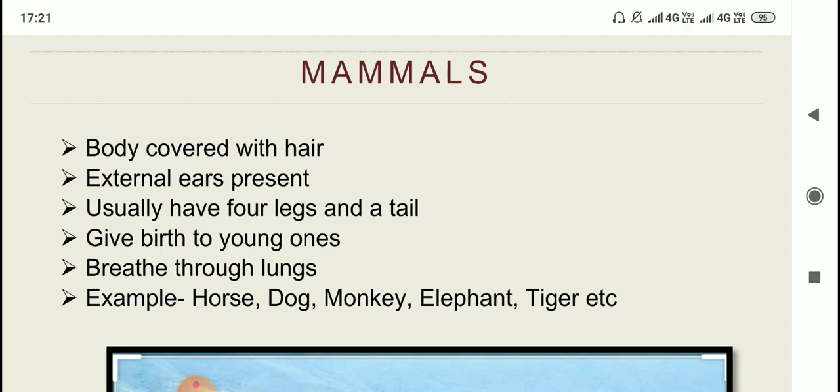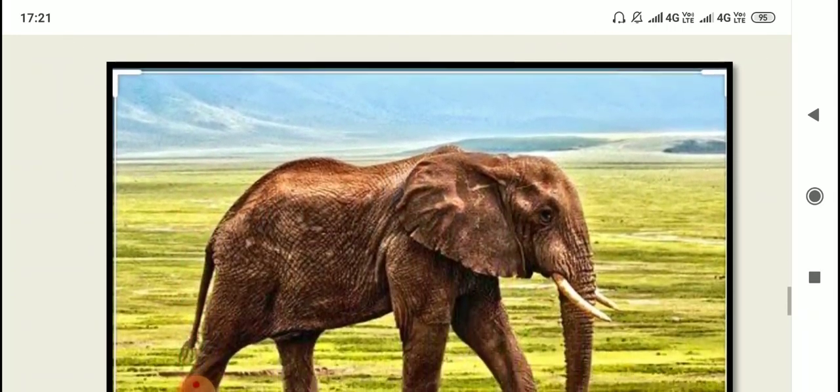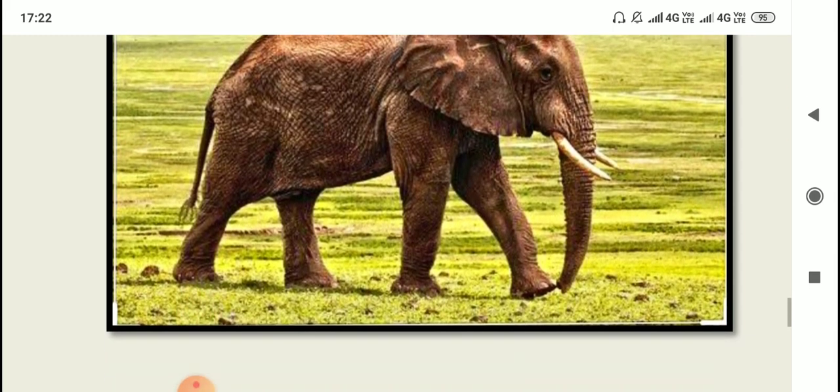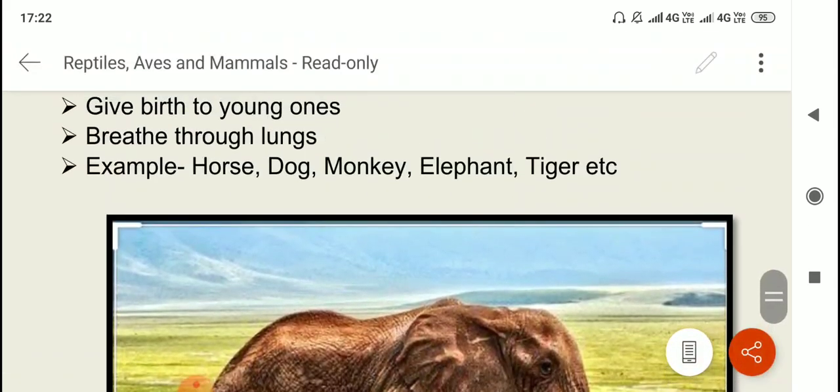All right, now here you see elephant. Now this is my favorite mammal, so I have put it here, elephant. Rest you know examples: horse, dog, monkey, human, tiger. All these are examples of mammals. All right. So children, with this we finish classification of vertebrates also.